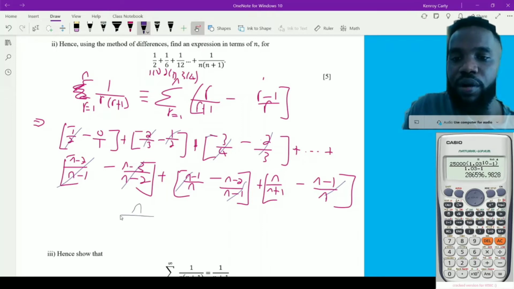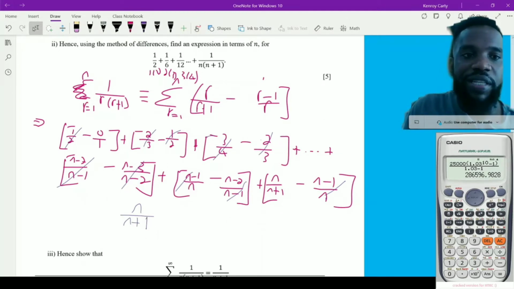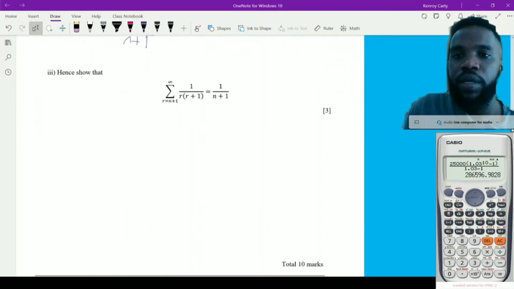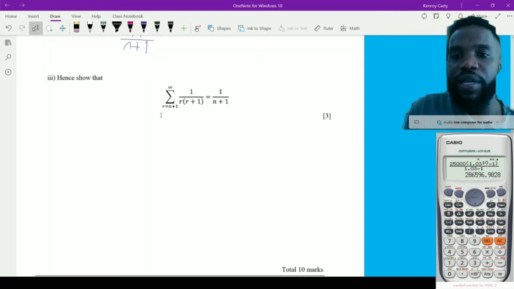So all you'll be left with is n over n plus 1. That would be the sum of my expression here. And you can write a final statement to say that. Very important. Cool. Part 2. Find the sum from r equal n plus 1 up to infinity of all of this. Or show rather, that the sum of this is equal to 1 over n plus 1.